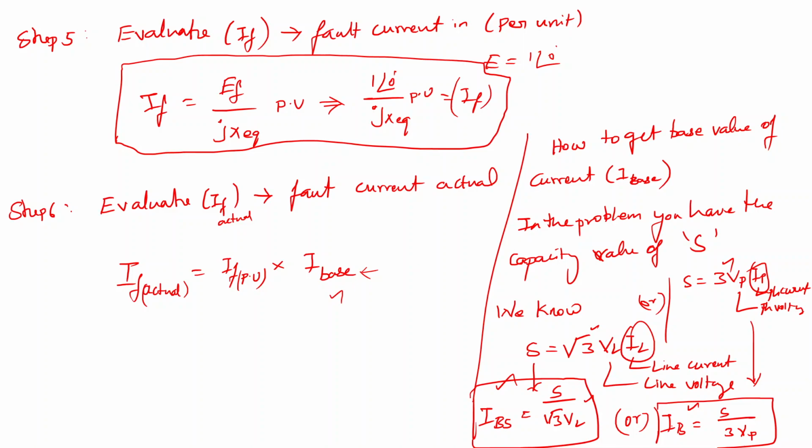Like that we can find the I base value, and then from IF per unit we convert into the actual fault current. So this is the actual fault current. Once you have the actual fault current, then step 7: calculate short circuit MVA.